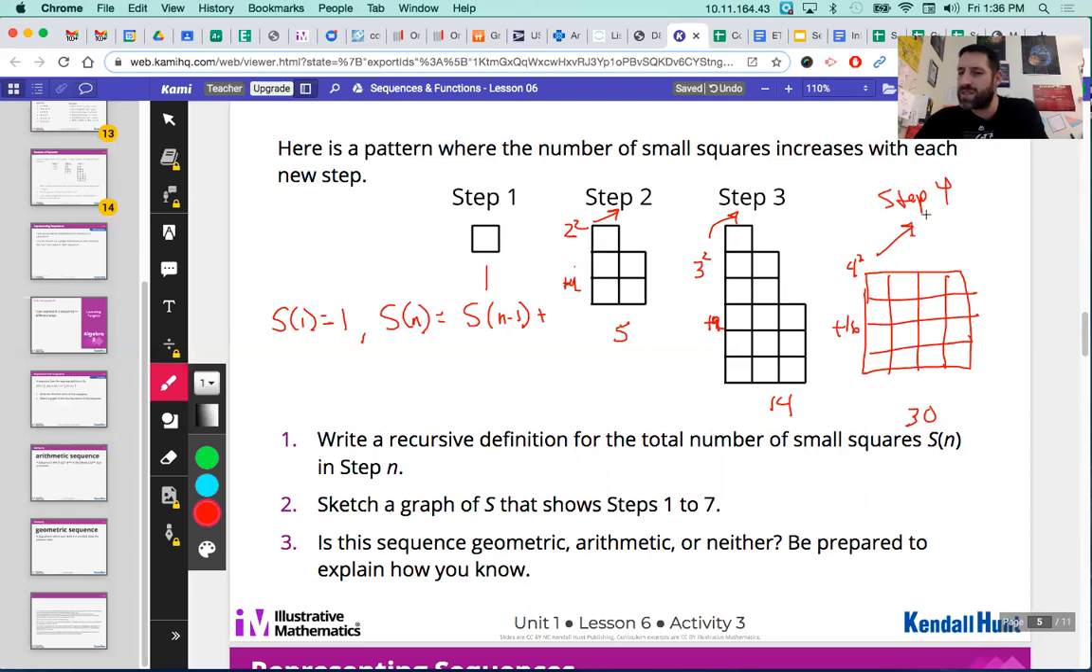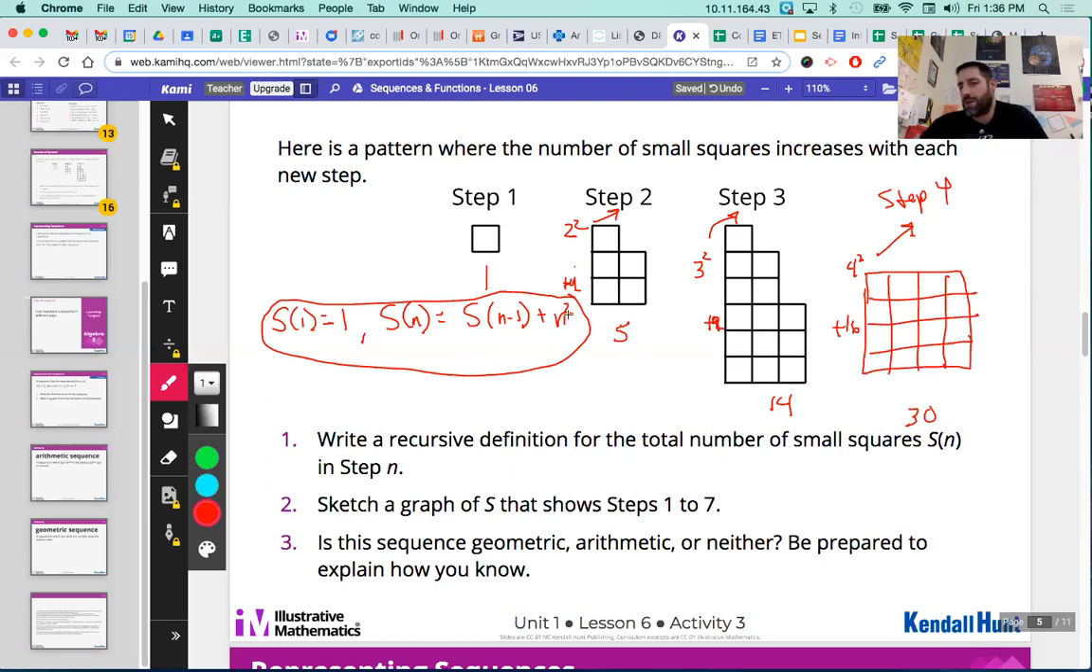It looks like the step number is what we're squaring and then adding to the previous number of squares. So if our step number is represented by n, I can use n squared to be what we're adding. Again, we start at 1. Our next term is equal to our previous term plus the step number squared. And this is pretty consistent.